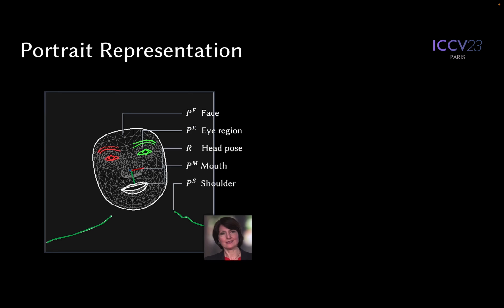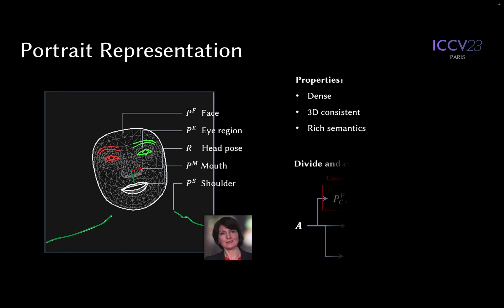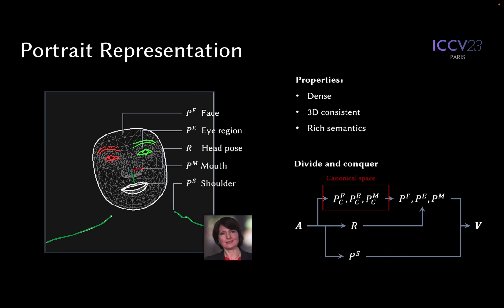We introduce a novel portrait representation for talking portrait animation to accomplish these objectives. The introduced representation possesses favorable properties, including dense facial key points, 3D consistency for temporal transitions, and rich semantics. Following the divide and conquer approach, we simplify the talking portrait video generation task into several subtasks. Firstly, we generate portrait representations from audio, and then we translate these representations into video frames.